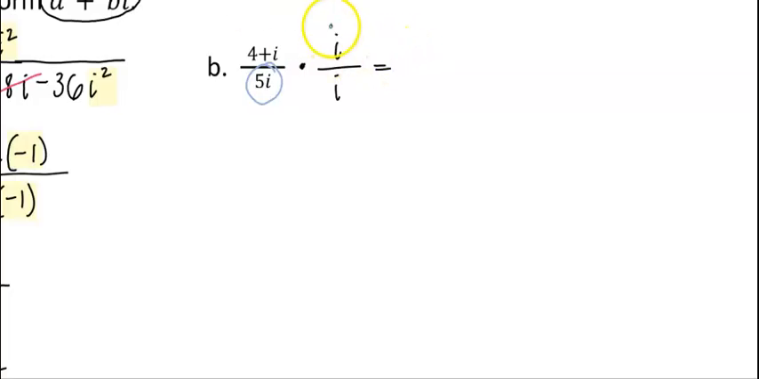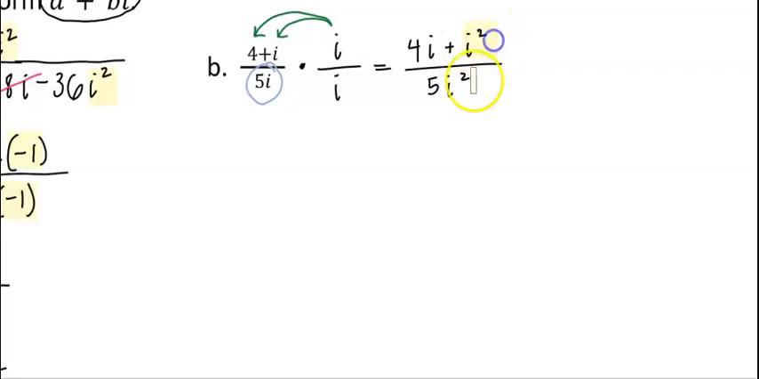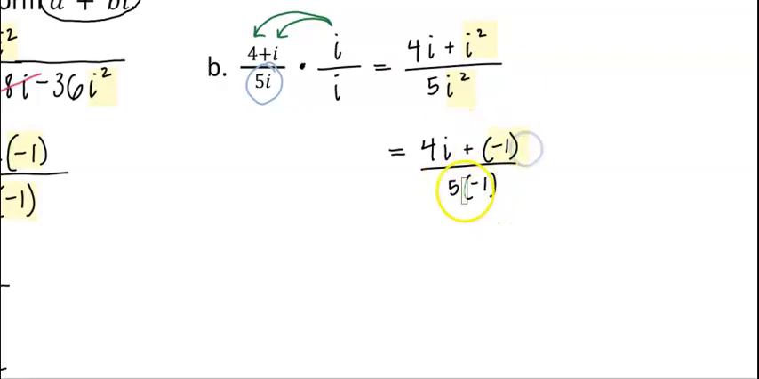On top, we have to distribute. i has to distribute to the 4 and the i. So we get 4i plus i squared on top. On the bottom, 5i times i makes 5i squared. Just like the last problem, anywhere you see i squared, you replace it with negative 1. So it's 4i plus negative 1 over 5 times negative 1. You don't change the plus sign or anything yet. But now when we see plus and negative, you can replace that with 4i minus 1 over, on the bottom, 5 times negative 1 is negative 5.